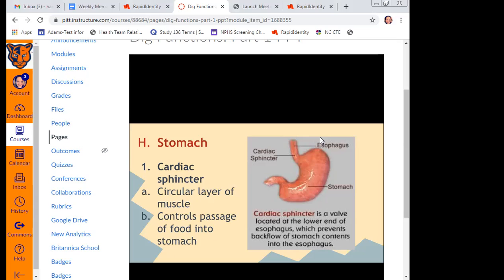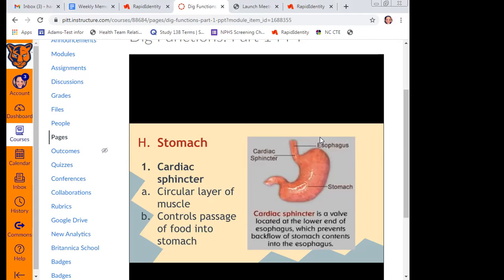Does anybody remember what they're called? It's called the upper esophageal sphincter and the lower esophageal sphincter. So look at me, okay? Where do you think the upper one is? Right here. It's where the pharynx meets the esophagus and the food passes through.